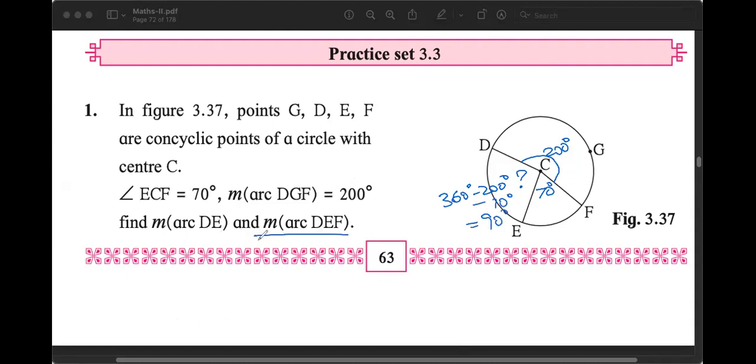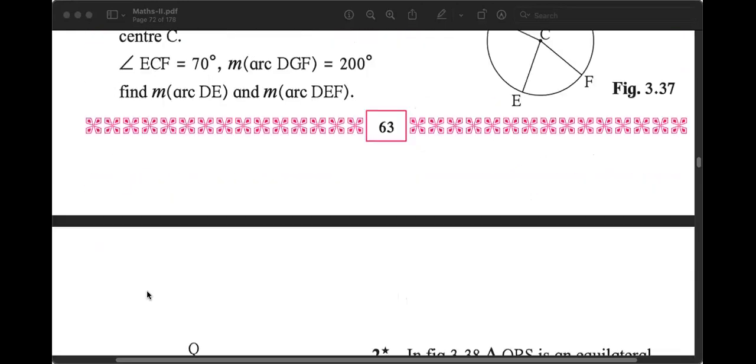Now tell me, what is the measure of arc DEF? माने ये कितना आसान है, जल्दी से। DEF is 160 degrees, correct. Why? 90 और 70 sum हुआ ना, adjacent arcs. How easy the questions are. Let us look at another question.